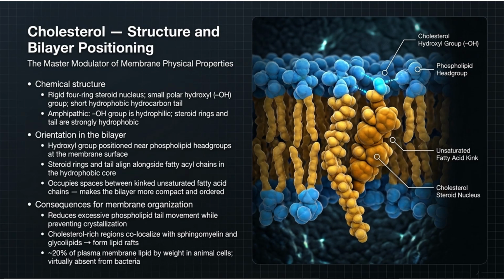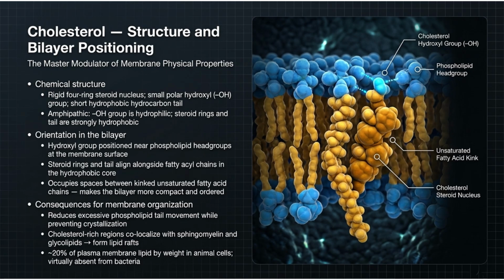Structurally, cholesterol is a steroid lipid built around a rigid four-ring structure called the steroid nucleus. Attached to this rigid core is a small polar hydroxyl group at one end, the hydrophilic portion, and a short hydrophobic hydrocarbon tail at the other. This combination makes cholesterol amphipathic, though in a different way from phospholipids. The molecule is mostly hydrophobic and relatively flat and rigid, quite unlike the flexible, kinked chains of unsaturated phospholipids.